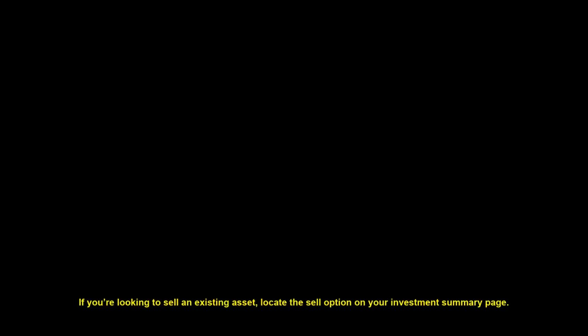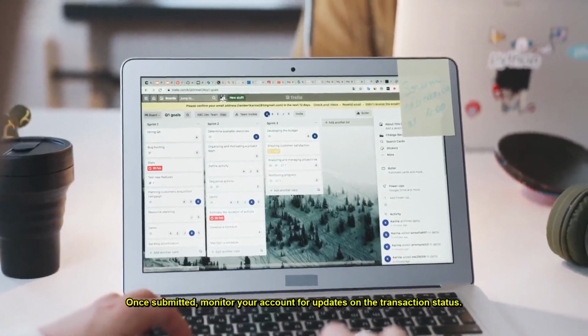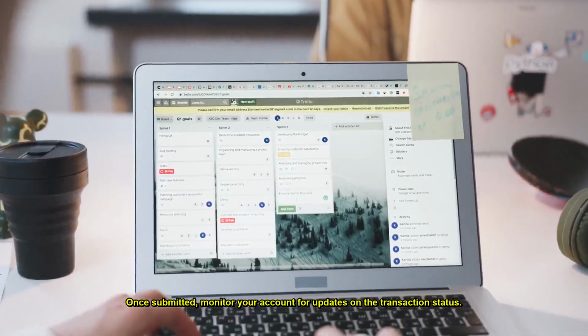If you're looking to sell an existing asset, locate the Sell option on your investment summary page. Fill out the necessary forms to initiate the sale of your asset. Keep in mind any fees or penalties associated with selling your investment. Once submitted, monitor your account for updates on the transaction status.